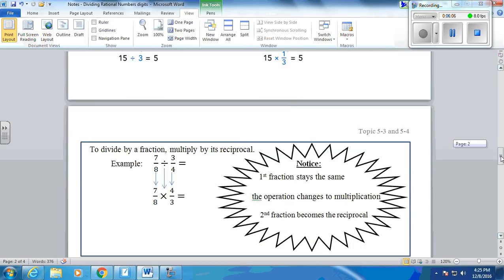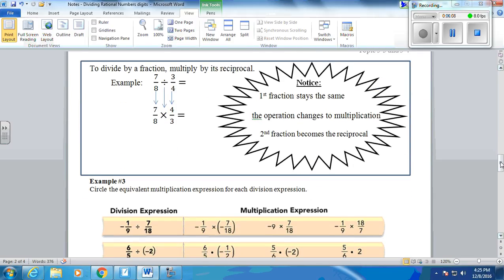On the next page, it says that to divide by a fraction, multiply by its reciprocal. So if we have the original problem, 7/8 divided by 3/4, the first fraction stays the same. The operation then changes to multiplication, and the second fraction becomes the reciprocal. So if the number is positive to start, the reciprocal will also be positive. If the number is negative to start, the reciprocal will also be negative.